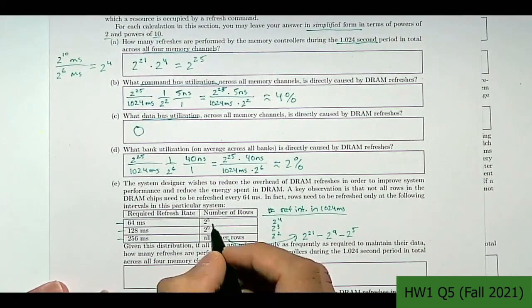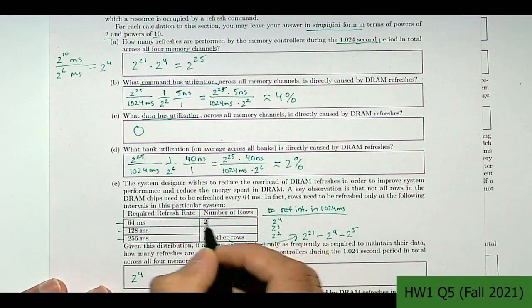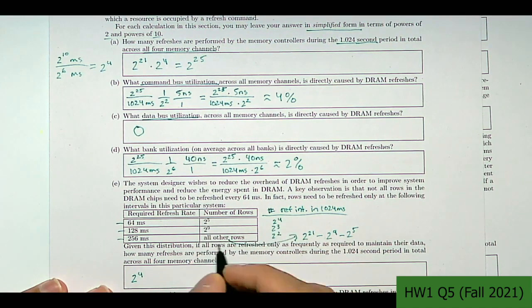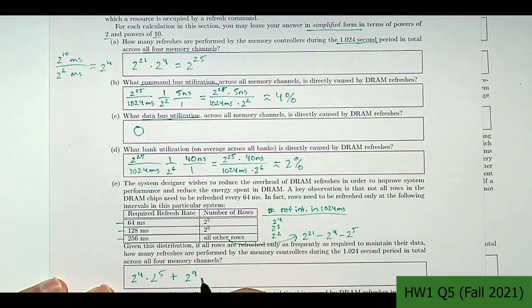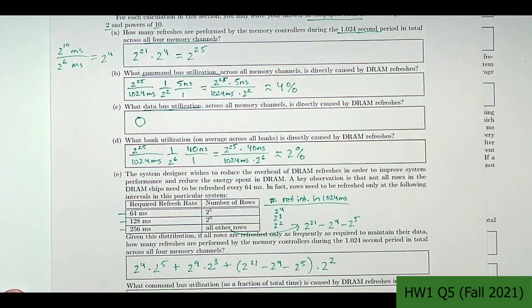It's nothing too complicated. We have 2 to the 5 rows that need to be refreshed 2 to the 4 times. Then we have 2 to the 9 rows that need to be refreshed 2 to the 3 times. And then we have this quantity of rows here, 2 to the 21 minus 2 to the 9 minus 2 to the 5, that needs to be refreshed 2 to the 2 times. And so that's the answer. Again, we can leave it like this or simplify if we want to.